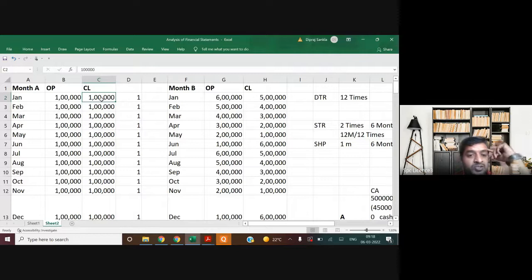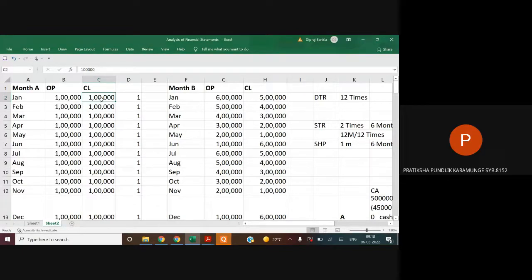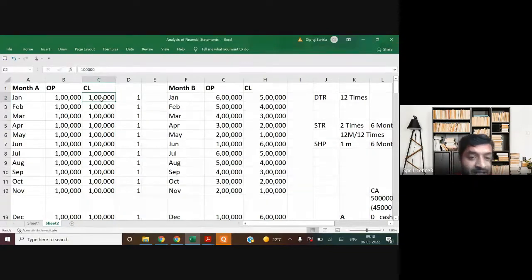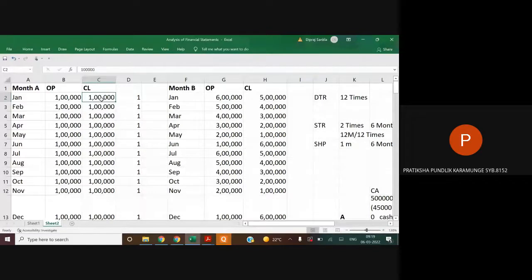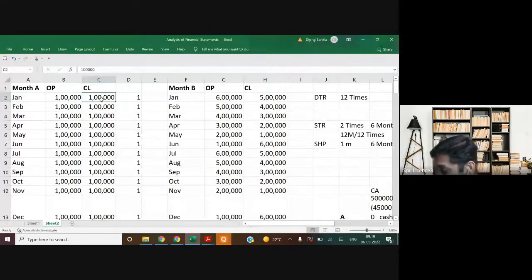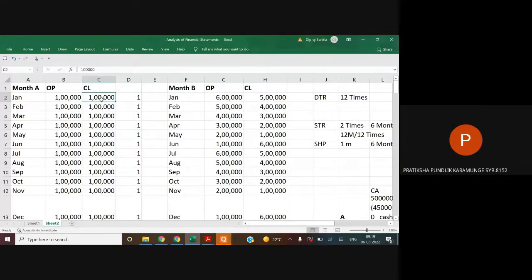So here I want to ask you, how many times are debtors turned over? How many times are goods sold on credit to debtors during this accounting year? 12 times, right? How many times are debtors collected? How many times has cash been received from debtors? 12 times. How frequently are debtors collected on an average? 12 times. How long are debtors remaining outstanding? 1 month, right? Yes, sir.